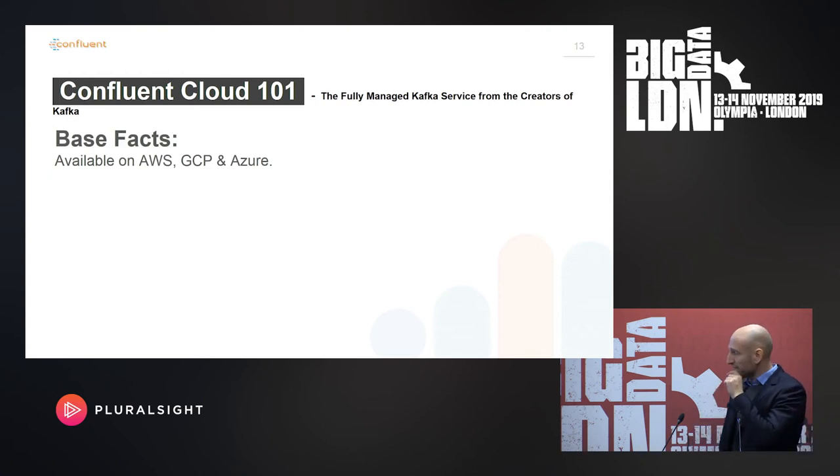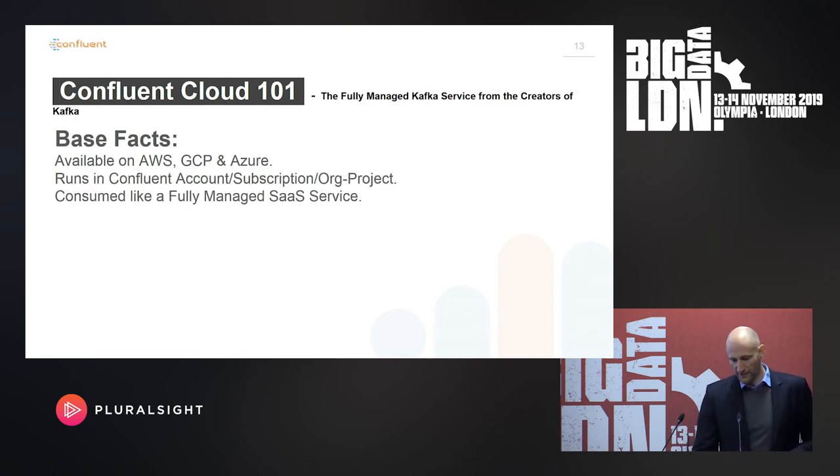Just some base facts around Confluent Cloud then. It's available on all three major cloud providers. It will run in our account or our subscription, so it's a SaaS model. We're not installing and provisioning something inside of your environment. We will run it in our environment and we'll provide the connectivity options for you to consume it as a SaaS service.